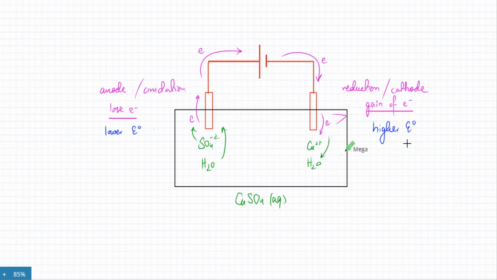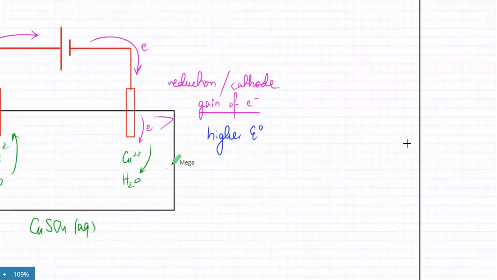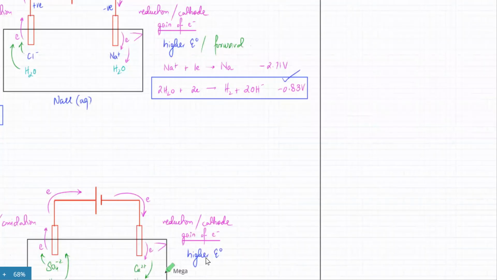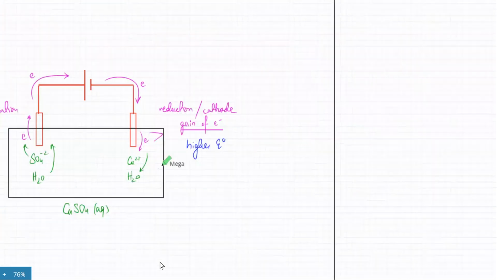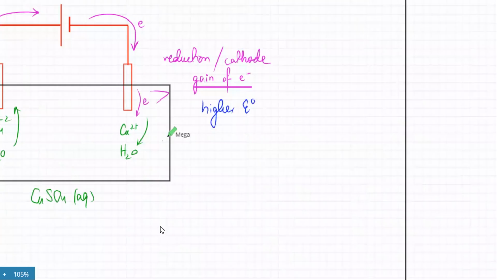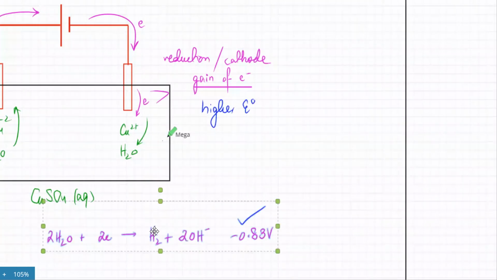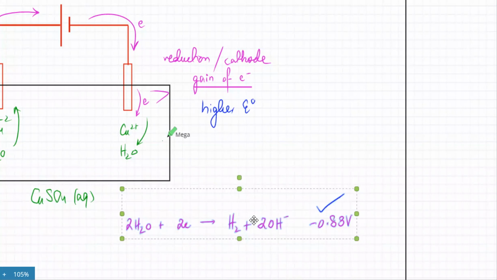So the choice is between copper +2 and H2O. Remember, find equations involving copper +2 and H2O. For H2O, we already found equations, so I'm just going to copy that. It was this one, the one with 0.83 volts. So we had already found one of the equations.